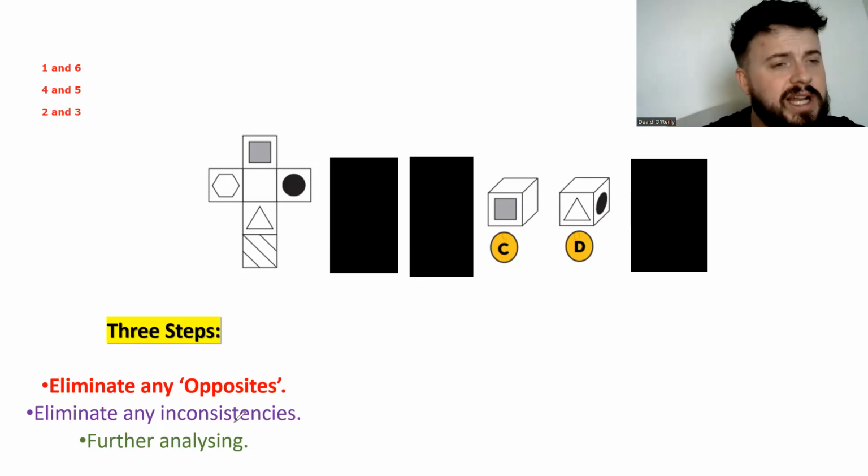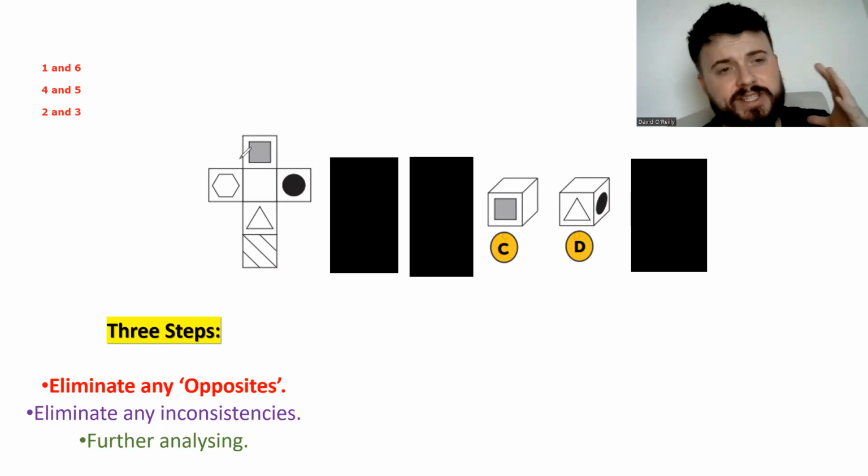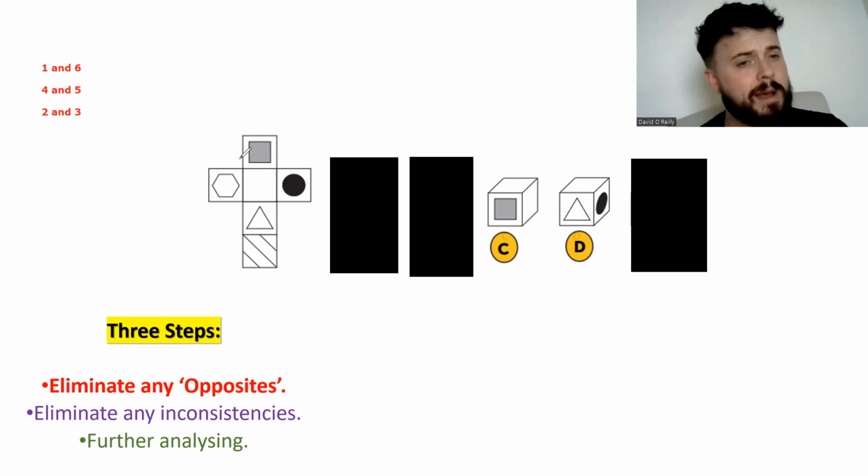And step 2 is to eliminate any inconsistencies. What does that mean? Well, it means eliminate any options where there is a shape that appears on the cube that doesn't appear on the net. Or it might mean that there's an object that appears on the cube twice that doesn't appear on the net twice. So these are inconsistent. These are things that don't happen on the net but do happen in the cube.